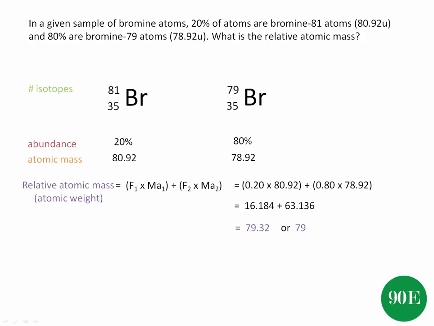Let's compare that now to the standard atomic weight of bromine, and that is 79.9. While it looks similar to the value that we've come up with, it is slightly different, and that means that this sample here is not a normal sample.